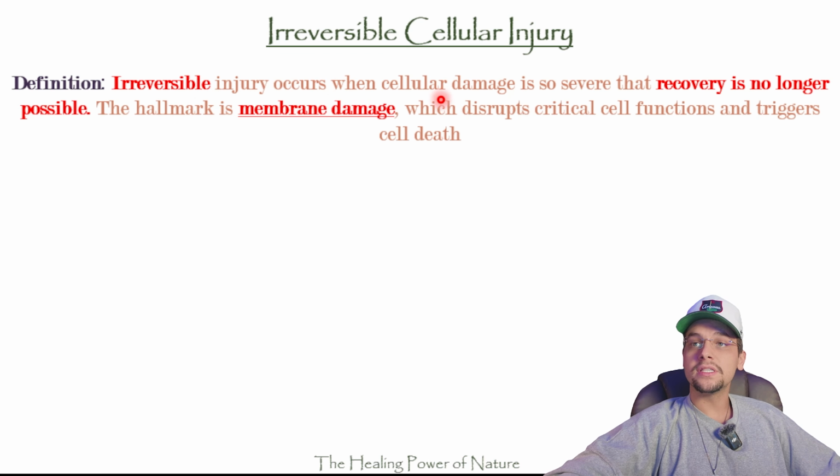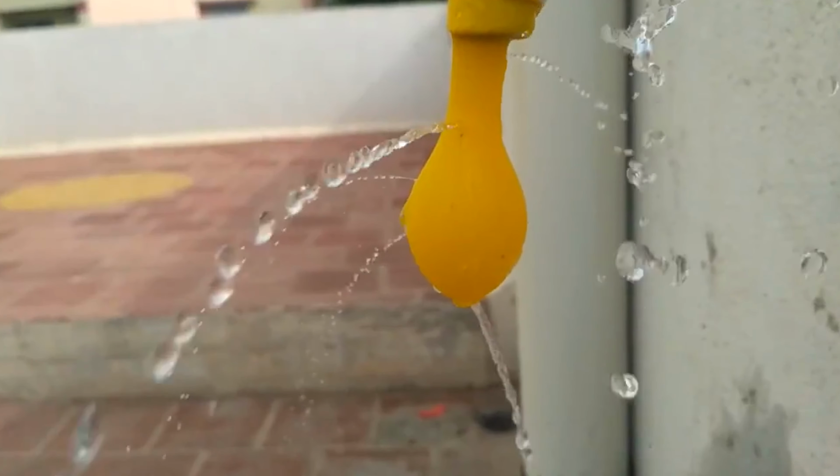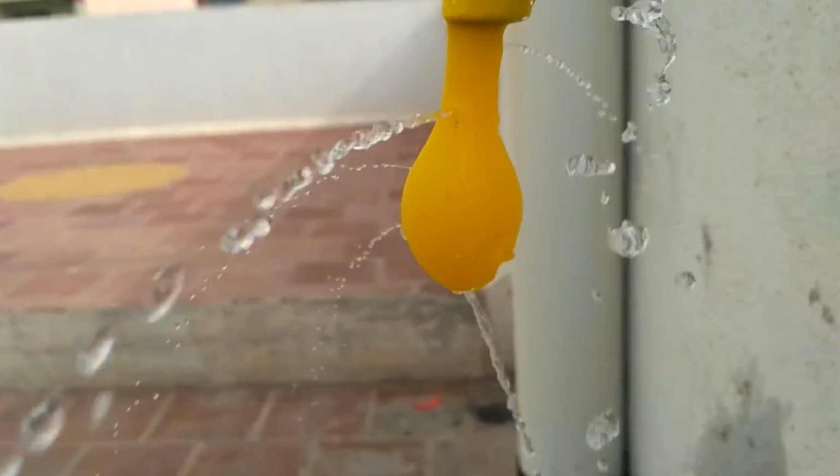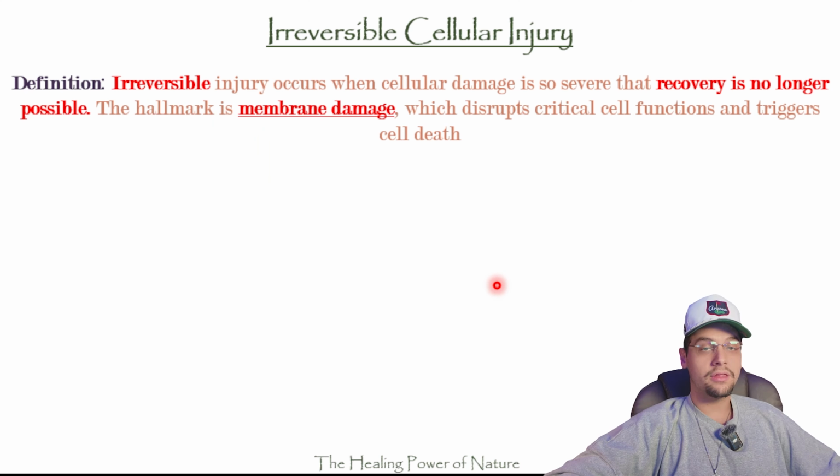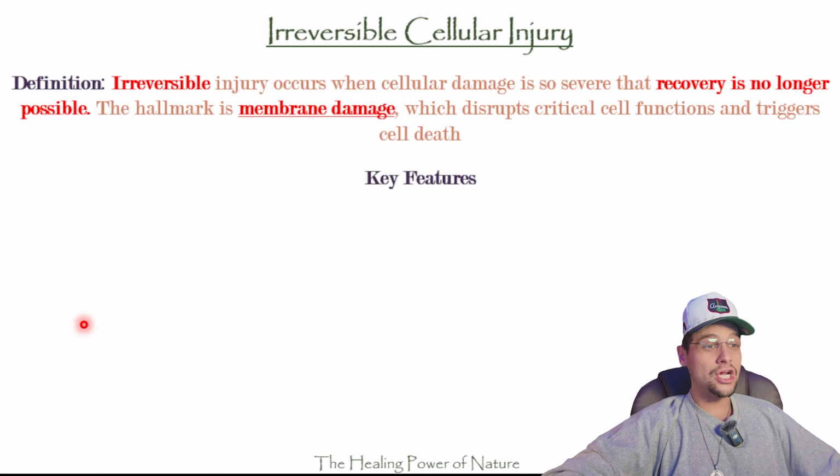Irreversible injury occurs when cellular damage is so severe that recovery is no longer possible. The hallmark is membrane damage, which ruptures and disrupts critical cell functions and triggers cell death. For example, some key features you'll see in irreversible damage: notice membrane damage. So first, plasma membrane damage.